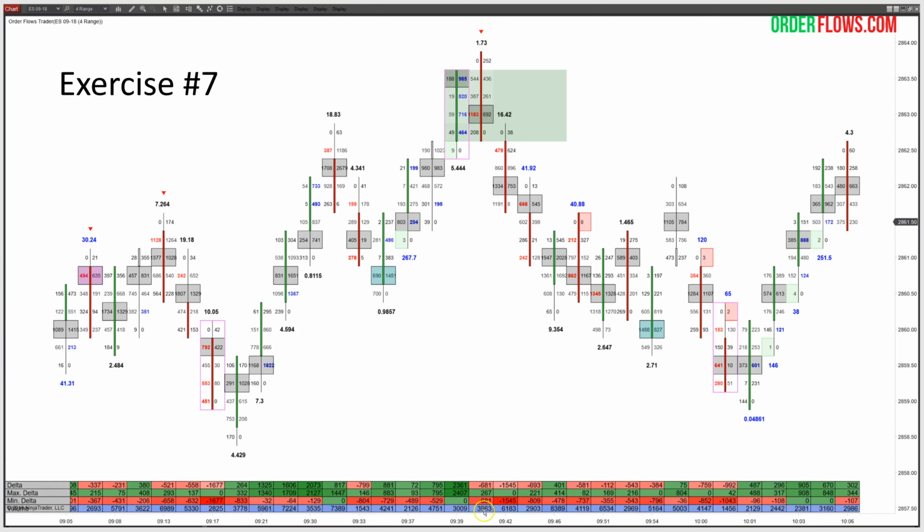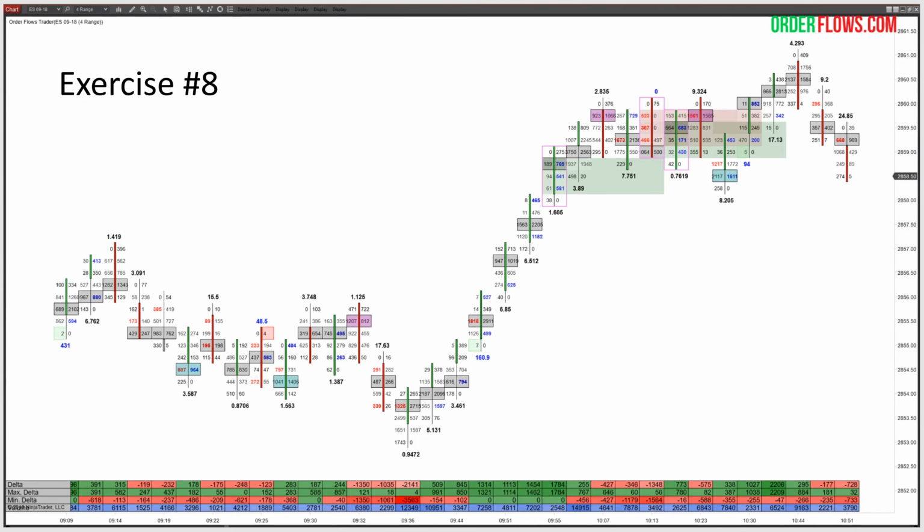Then you got an intervening bar, and max delta is 0 in this bar, but min delta is minus 1545, and the final delta closes at minus 1545. This is the delta flip with an intervening bar in the middle. You've got 0 and 0 with the bar closing on the max and the min deltas. Okay, exercise number 8. Just take a look at the chart, and then we'll discuss what we're seeing here.